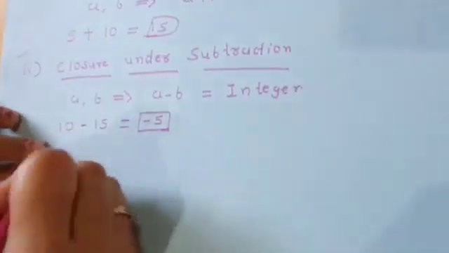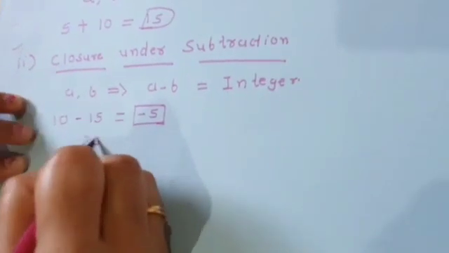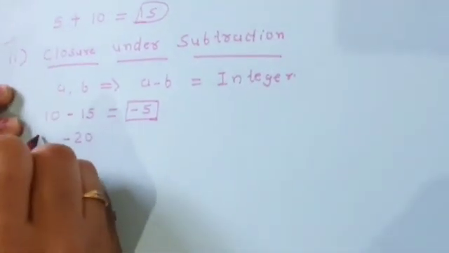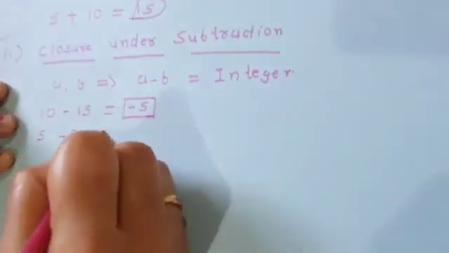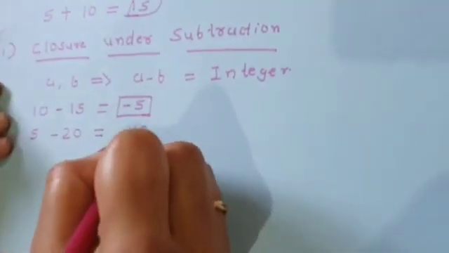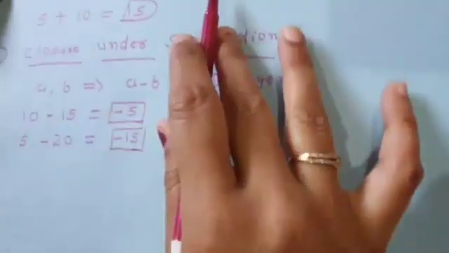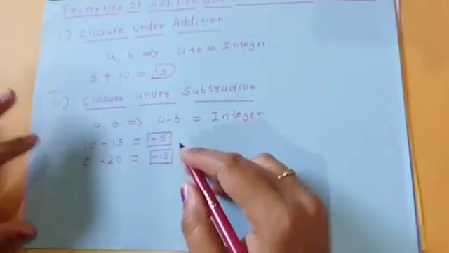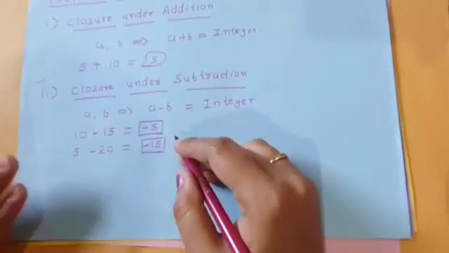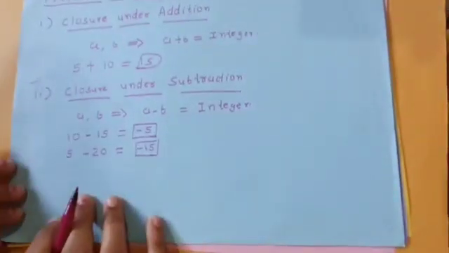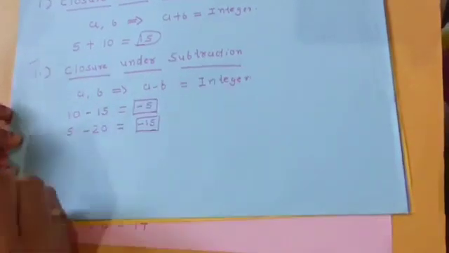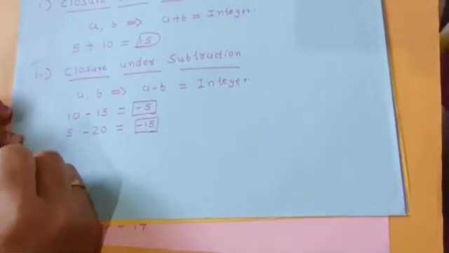If we subtract 20 from 5, the answer is minus 15. It is also an integer. So the addition of any integers is an integer, and the subtraction of any integers is also an integer. Now let's go for another property, that is property number 3, commutative.